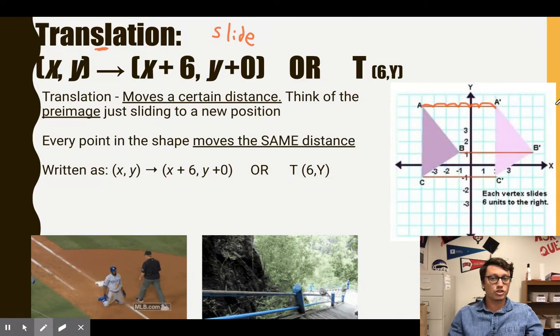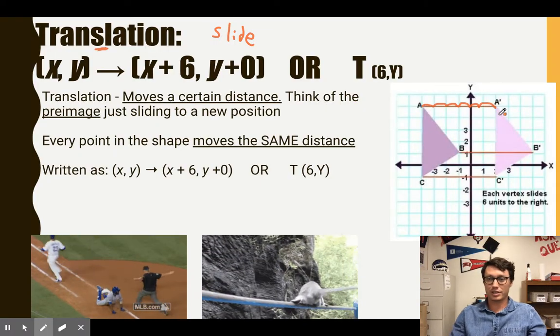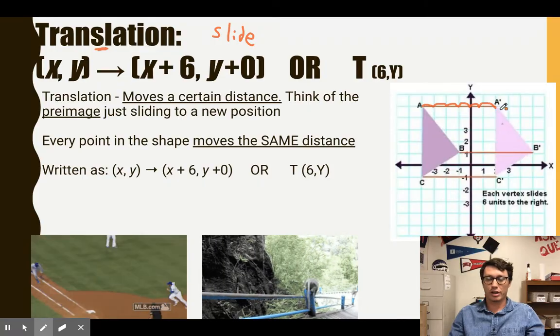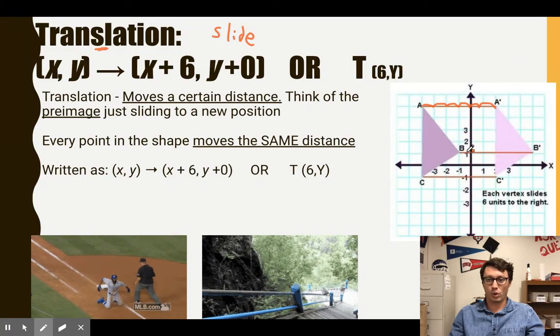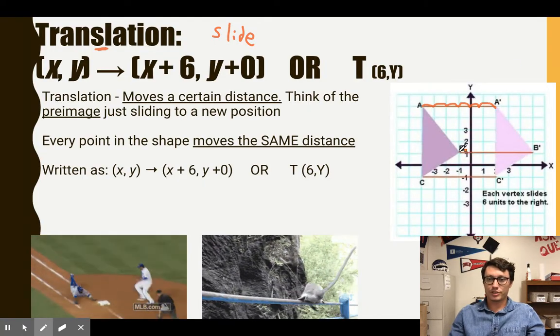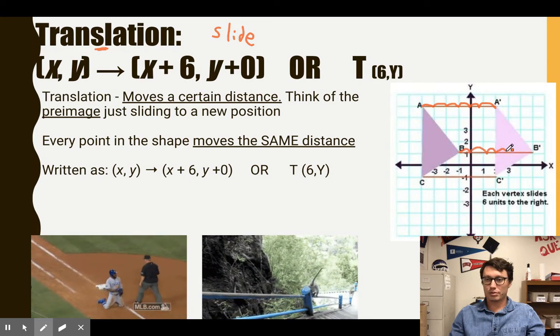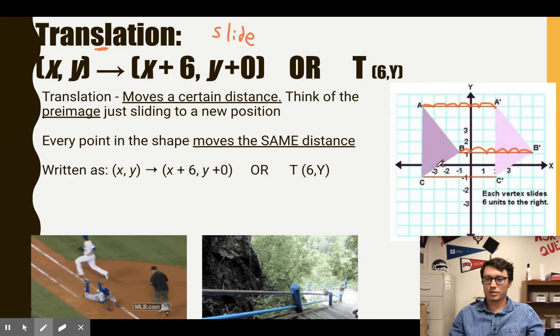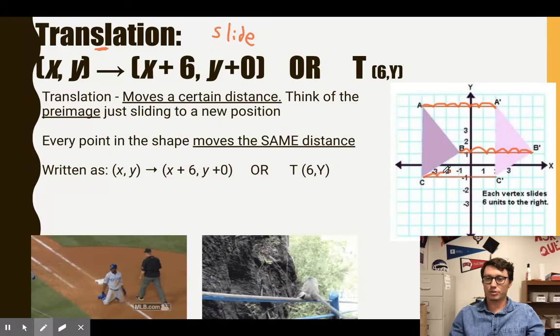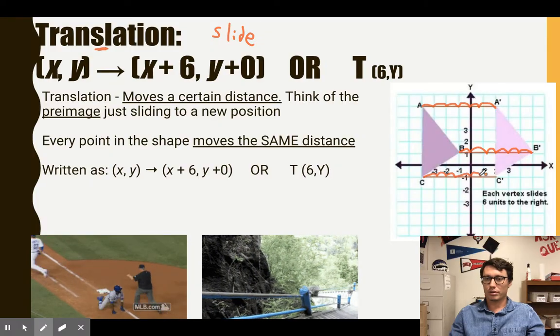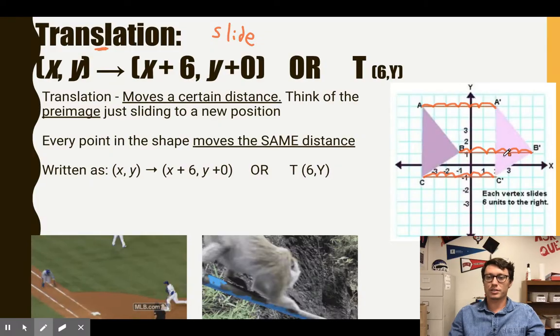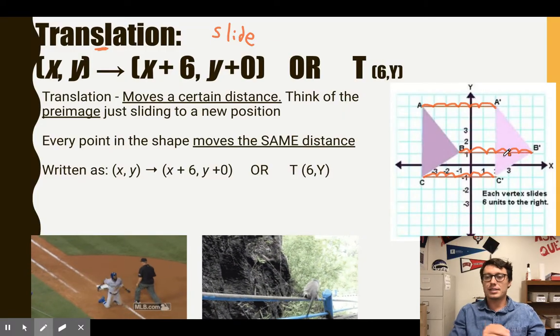Notice it's just to the right. That is in the X direction. Notice this does not move up or down at all. So it doesn't move at all in the Y direction. But they all move the same. B moves 1, 2, 3, 4, 5, 6 spaces. And C to C prime moves 1, 2, 3, 4, 5, 6 spaces. They all move 6 to the right in the X direction.